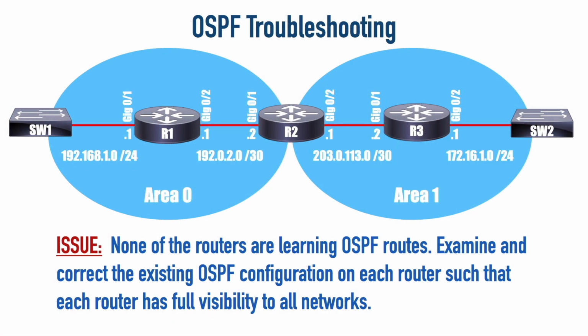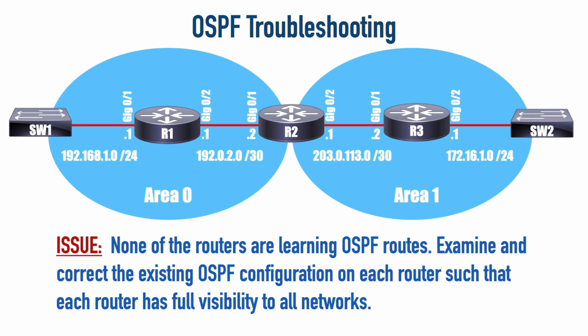Now let's go check out this OSPF troubleshooting lab from our ENCOR course. Good luck. In this lab, you're going to be troubleshooting an OSPF topology. We've got three routers. We've got a couple of areas. You see that router R2, that's our ABR. And currently, none of our routers are learning any OSPF routes.